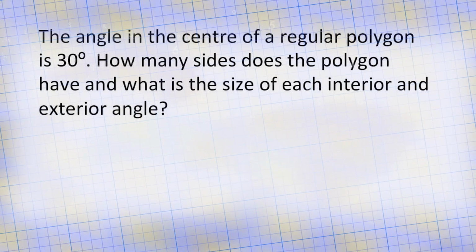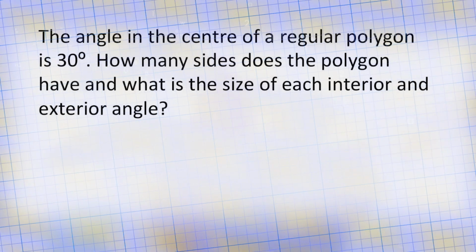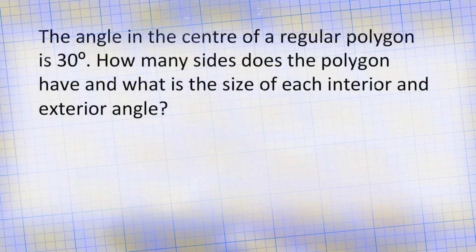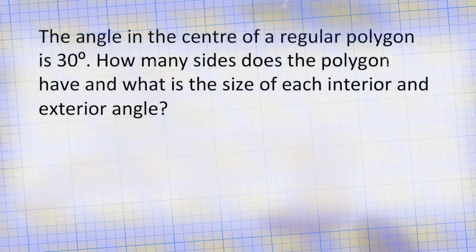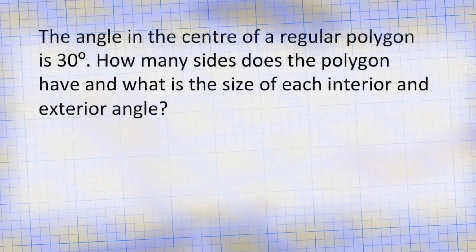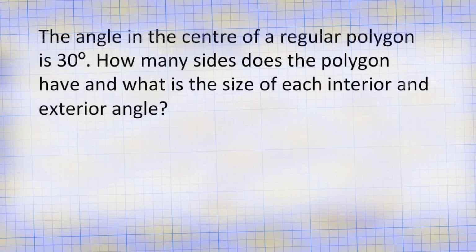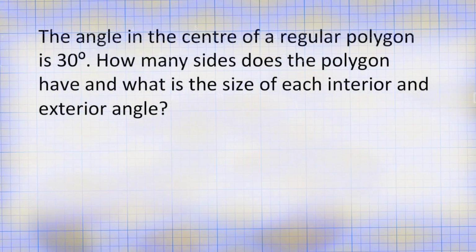Right, so this final question we've got, again about interior and exterior angles, tells us that the angle in the centre of a regular polygon is 30 degrees. And they want to know how many sides does the polygon have and what is each interior and exterior angle worth. Okay, so let's deal with the first bit first.